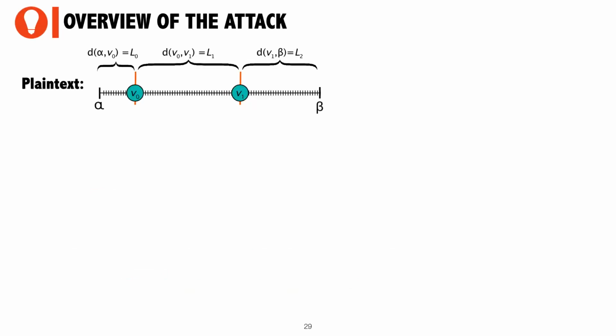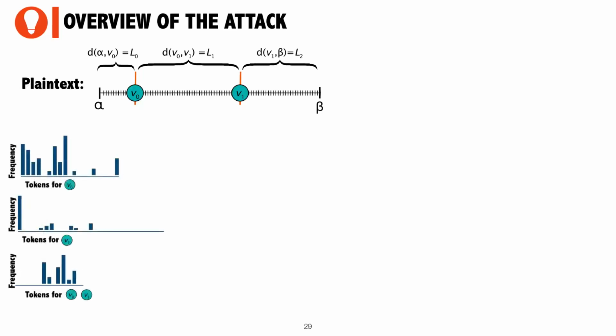Suppose we have only two plaintext values, v0 and v1, and their location is unknown to the adversary. We will switch notation and refer to the pairwise distance between values with a capital letter L for length. Then by L0, we denote the distance from the beginning of the domain to value v0, by L1, the distance from v0 to v1, and by L2, the distance from v1 to the end of the domain. We switch now to our honest but curious attacker.